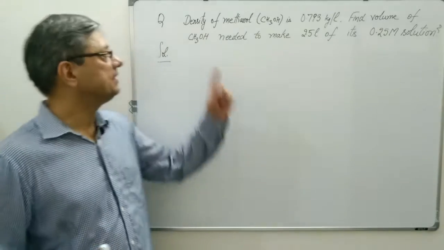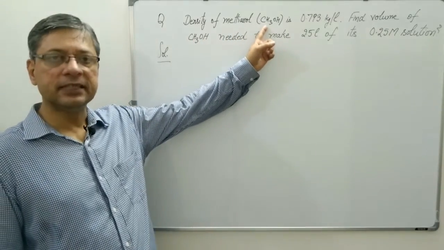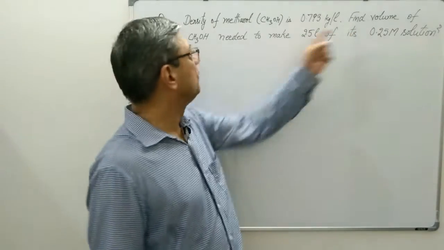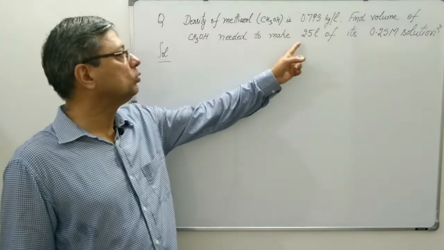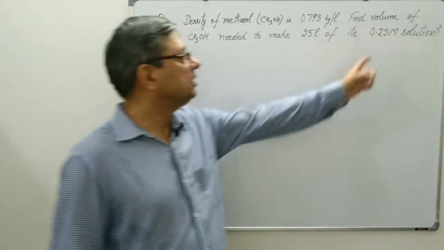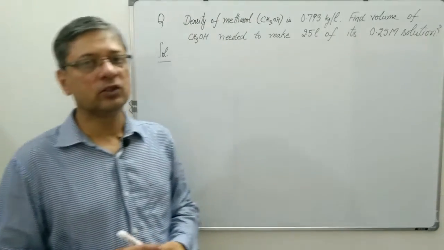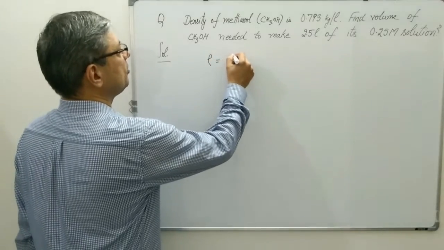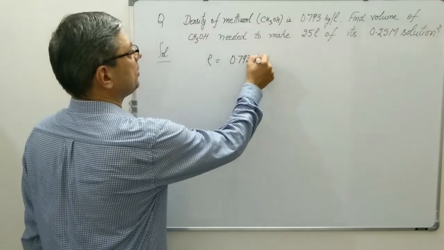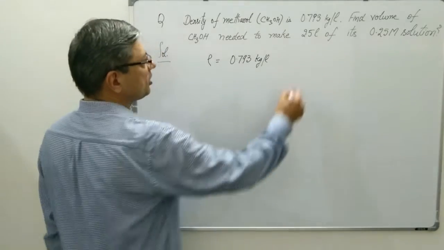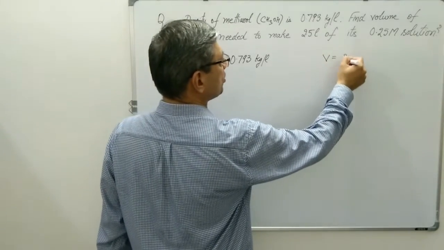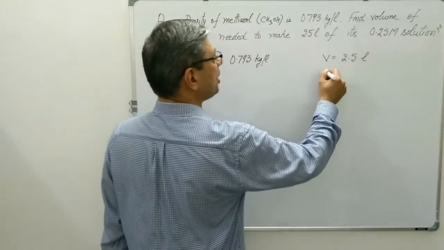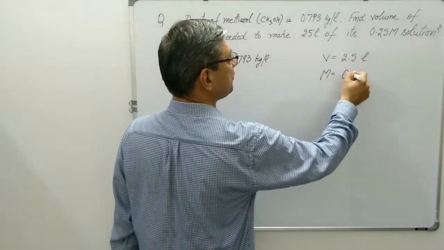Next. Question says density of methanol, that is CH3OH, is 0.793 kilograms per liter. Find the volume of methanol needed to make 2.5 liters of its 0.25 molar solution. So we are given density of methanol is equal to 0.793 kilograms per liter. We are also given the volume of the solution that we have to prepare, that is 2.5 liters, and molarity is equal to 0.25.